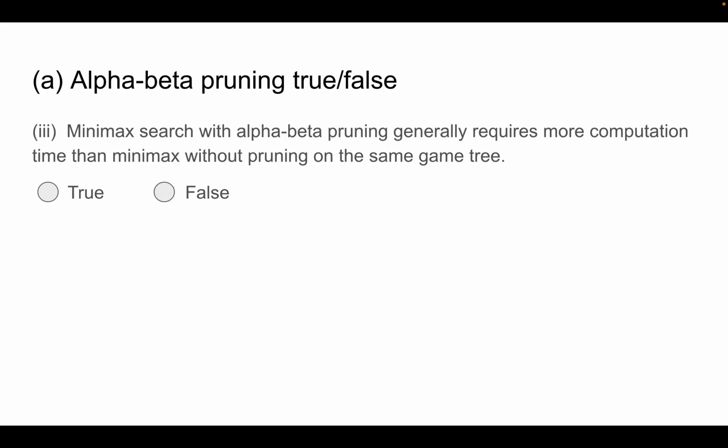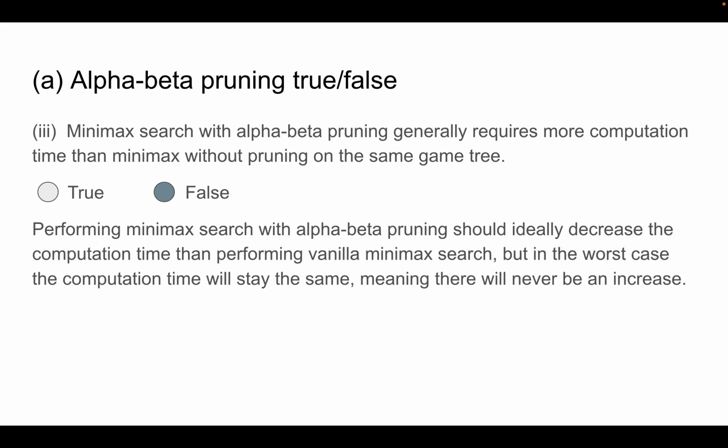Finally, Minimax search with alpha-beta pruning generally requires more computation time than Minimax without pruning on the same tree. This is also false, because performing Minimax search with alpha-beta pruning should ideally decrease the computation time compared to vanilla Minimax search, but in the worst case scenario, the computation time will stay the same. This means that there will never actually be an increase in the computation time if you were to apply alpha-beta pruning on a Minimax tree.